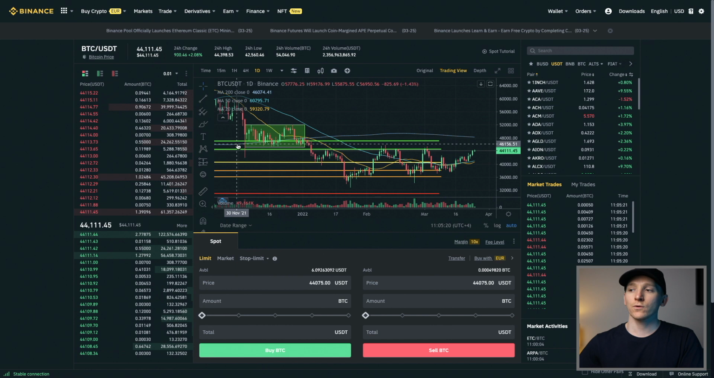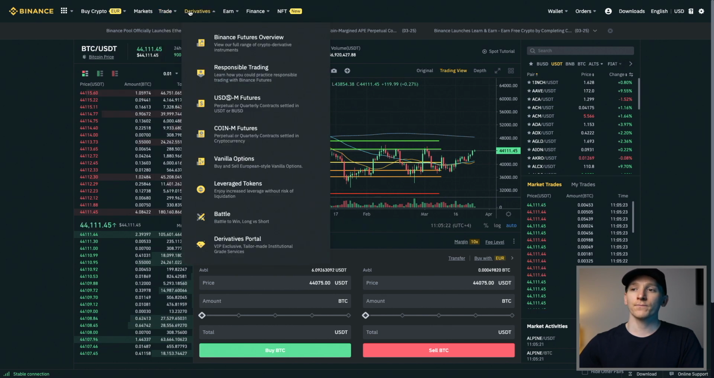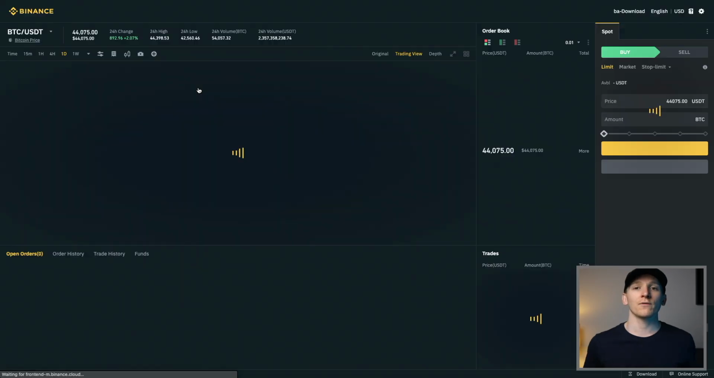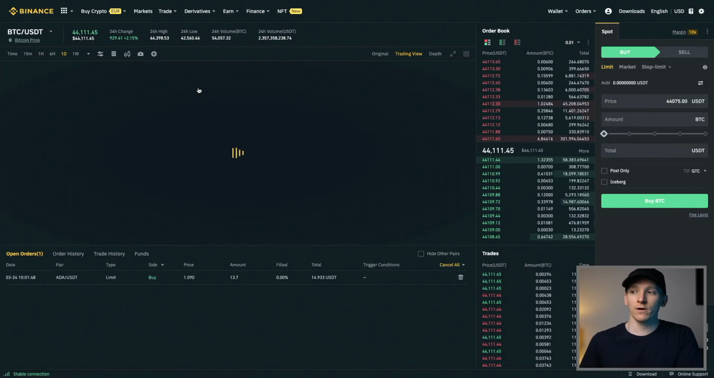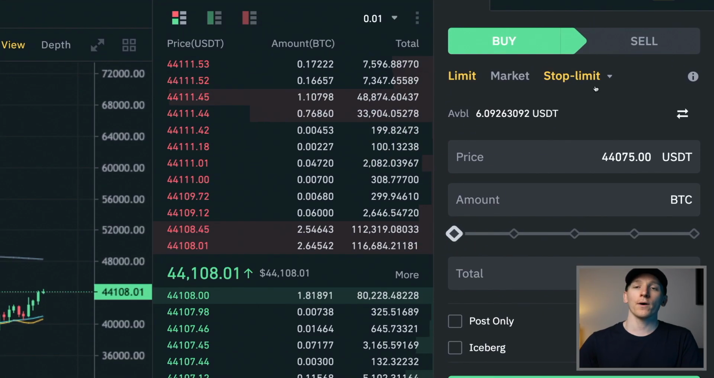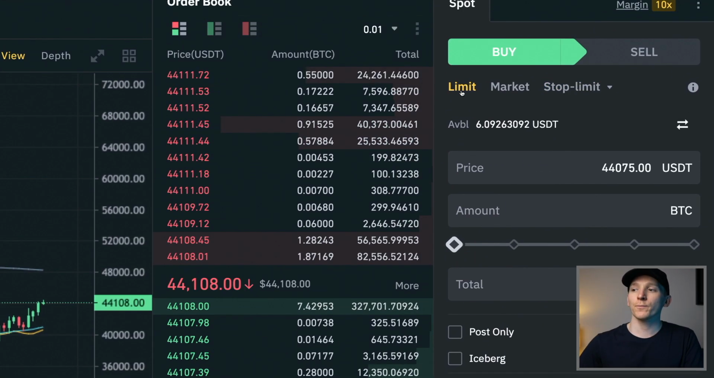Now, this comes through to the advanced trading screen. This is actually the classic screen. As you can see, I'm going to go through to advanced. It's all the same information. It's just a different layout. I prefer this layout. Now, what you can see on the right-hand side when you want to buy Bitcoin is that you have the option to put in a limit order.